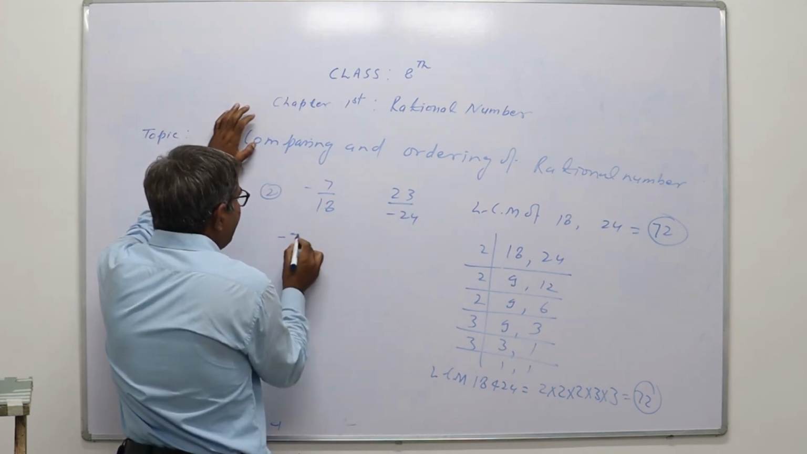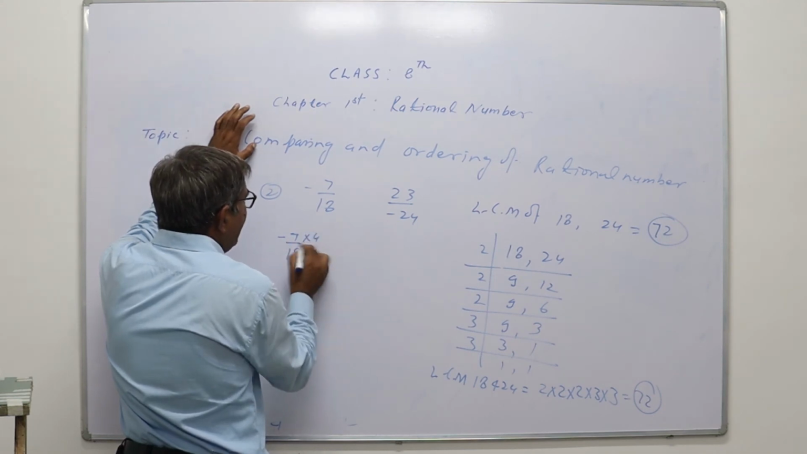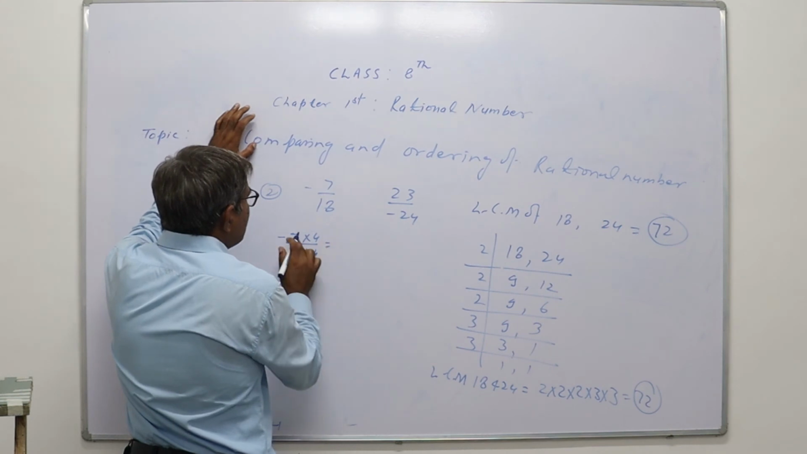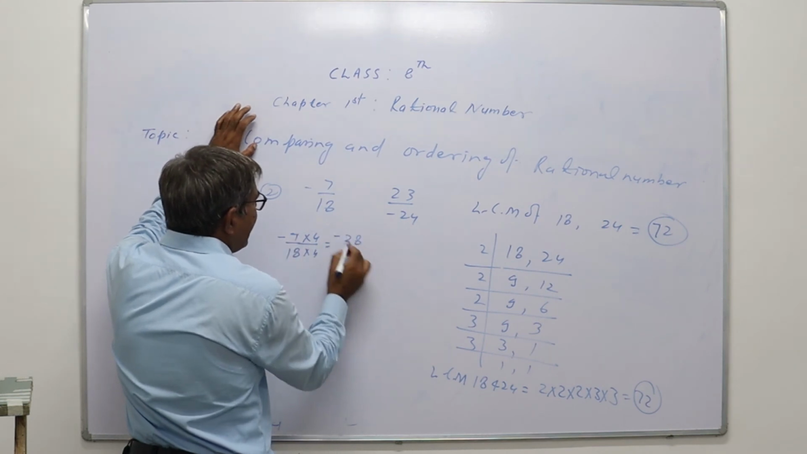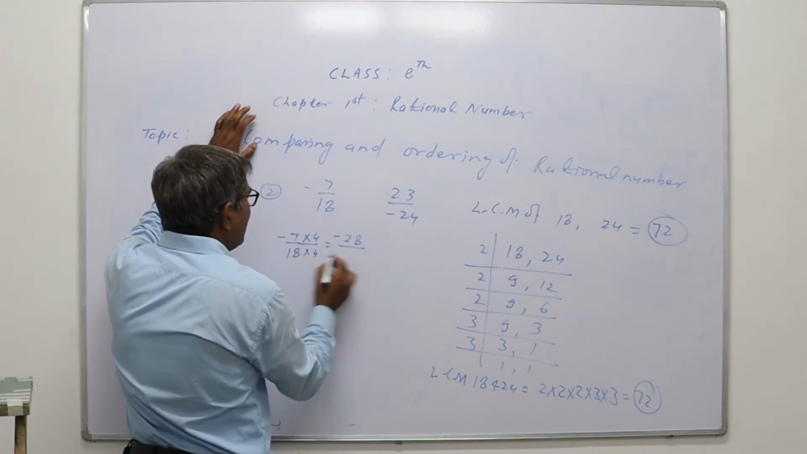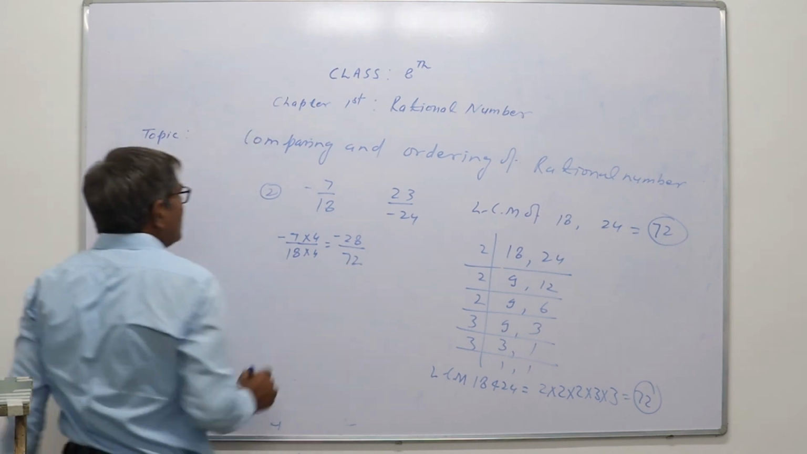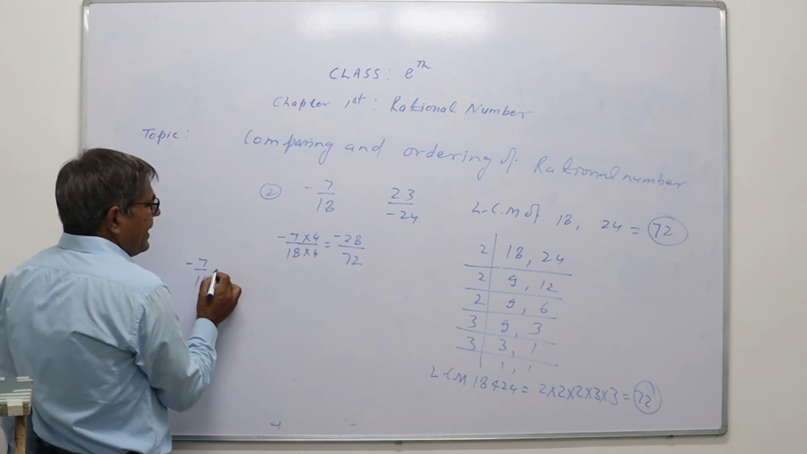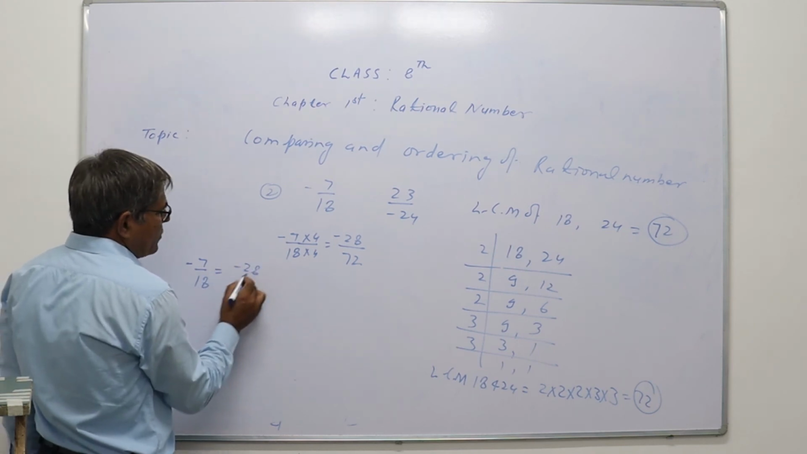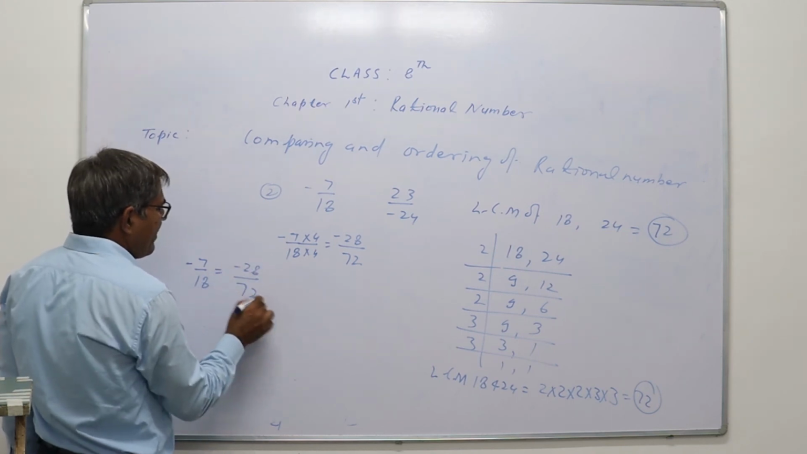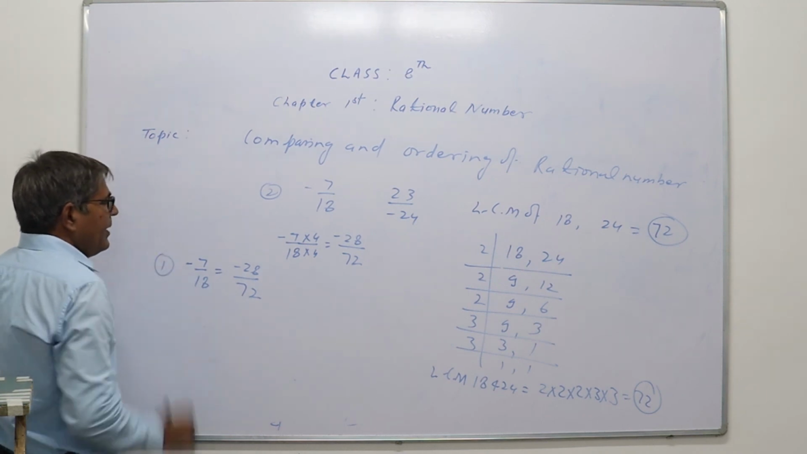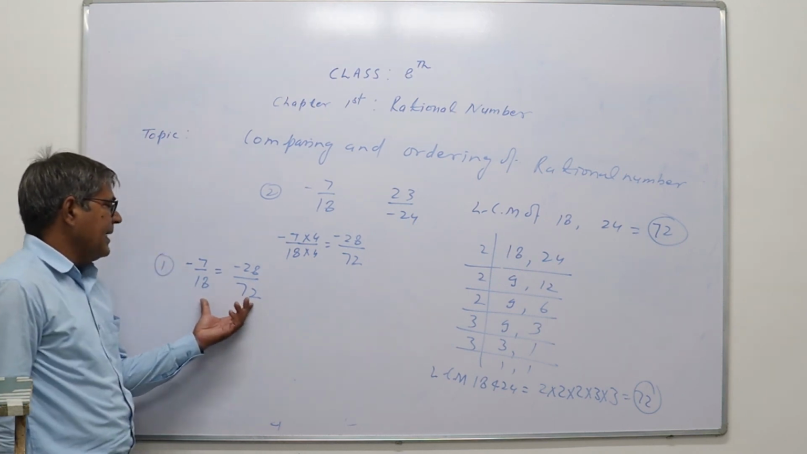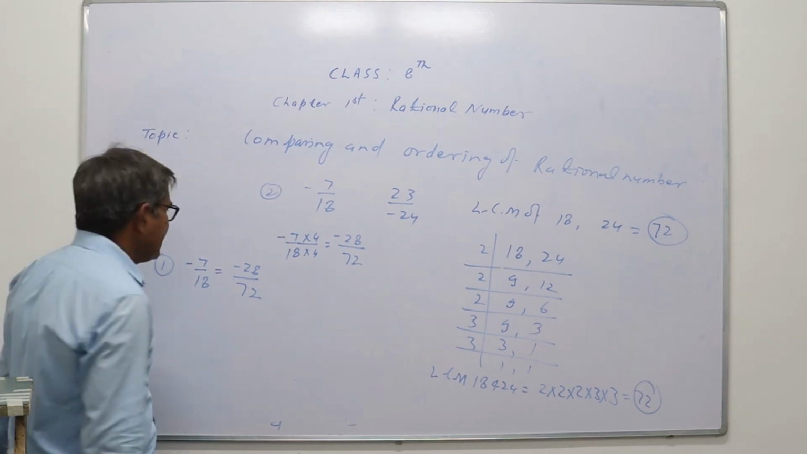So we will multiply minus 7 upon 18, numerator and denominator, by 4. So 7 fours are 28, minus 28 upon 18 fours are 72. So minus 7 upon 18 is equal to minus 28 upon 72. These two rational numbers are equivalent rational numbers.